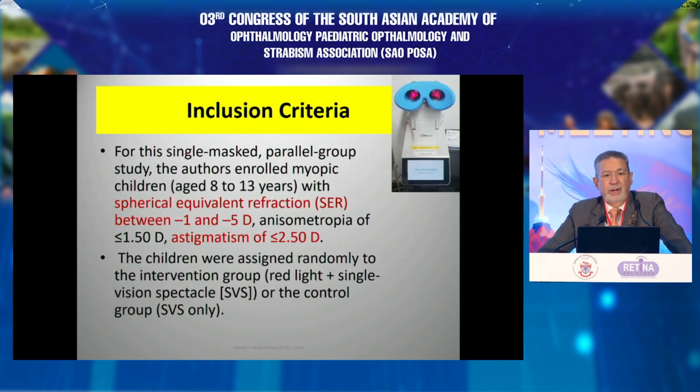So what was the inclusion criteria they used? It was a single masked parallel group study. They enrolled myopic children aged 8 to 13 years, so little older kids so they could follow, with a spherical equivalent refraction between -1 and -5, anisometropia of less than 1.5 between the 2 eyes, and astigmatism of less than 2.5. So these were mild to moderate myopes, no severe astigmatism. They were randomly assigned to the intervention group, which is red light plus their single vision spectacles, I will call it SVS, or the control group, those wearing single vision spectacles only.